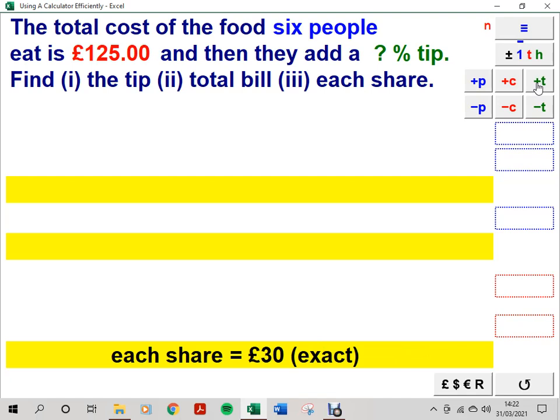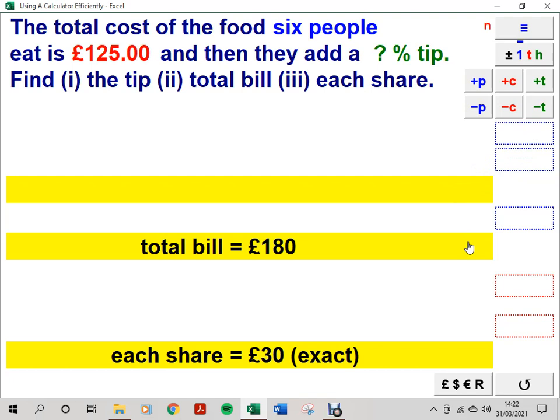Now ask your pupils, how happy is our waiter? What percentage tip have they received? There are a number of methods to solve this problem, but my reasoning would be 6 people each paid £30, which makes a total bill of £180.